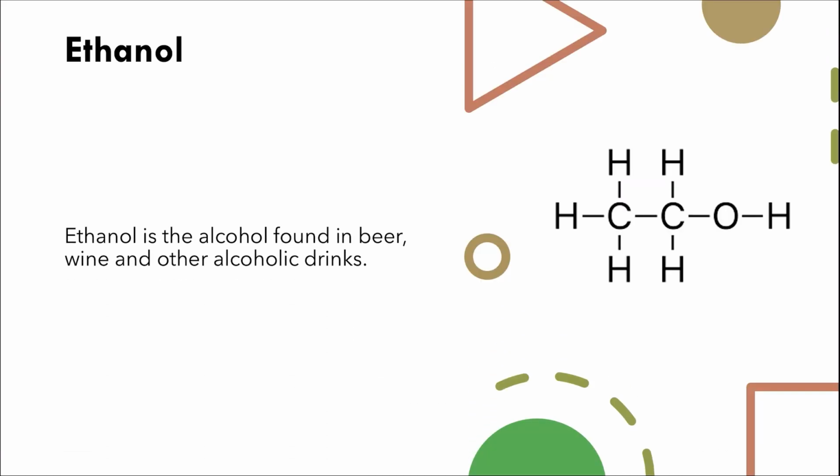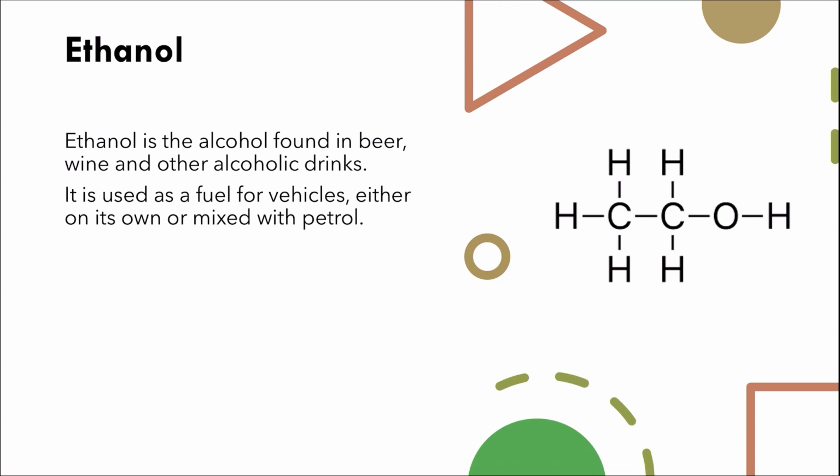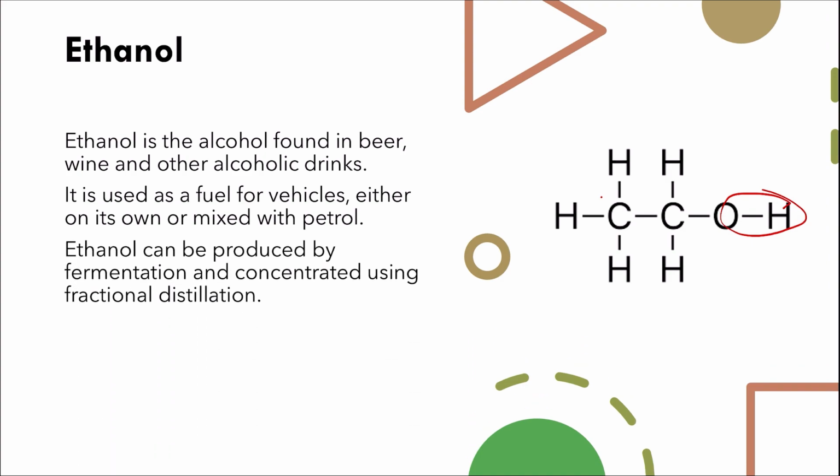Ethanol is the alcohol that is found in beer, wine, and other alcoholic drinks. It's used as a fuel for vehicles as well, either on its own or mixed with petrol. Ethanol is the alcohol which has two carbon atoms and the OH functional group. Ethanol can be produced, as we said before, either by the hydration or addition of water to alkenes, to ethene, or by fermentation and concentration using fractional distillation.